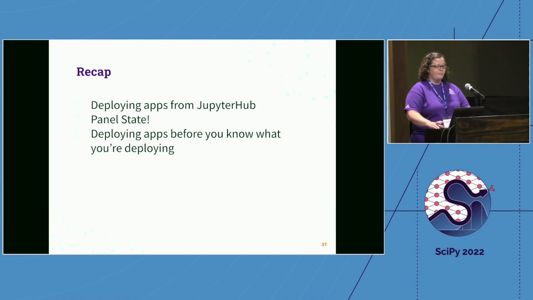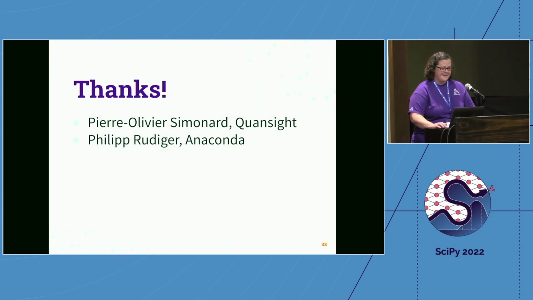So, all right, we talked about deploying apps from JupyterHub. We talked about panel state, which is the greatest thing. You guys should play with that. And deploying apps before you really know what you're deploying. Lots of good stuff. I know that was pretty complicated. I hope that made sense. It's hard to talk about complicated things in a short period of time.